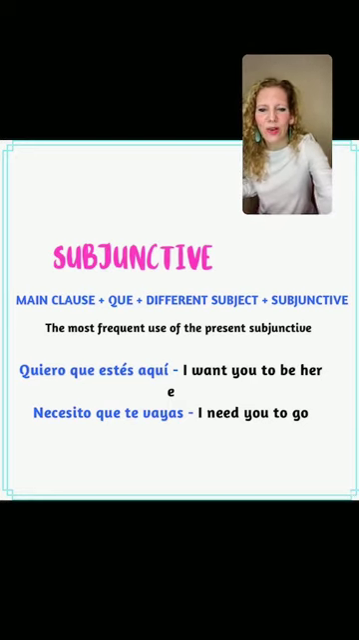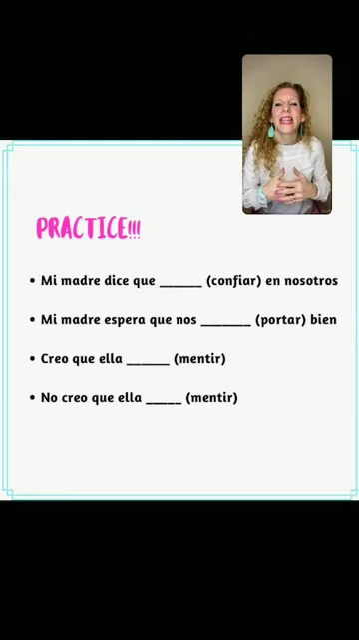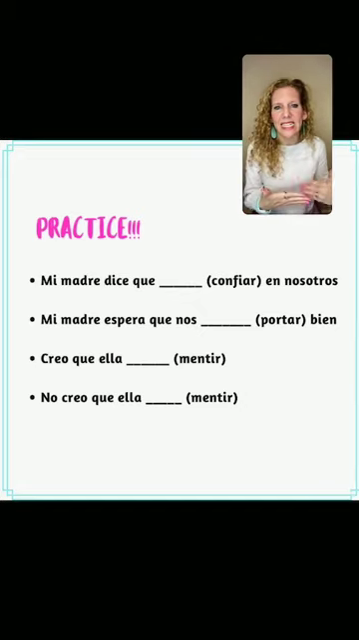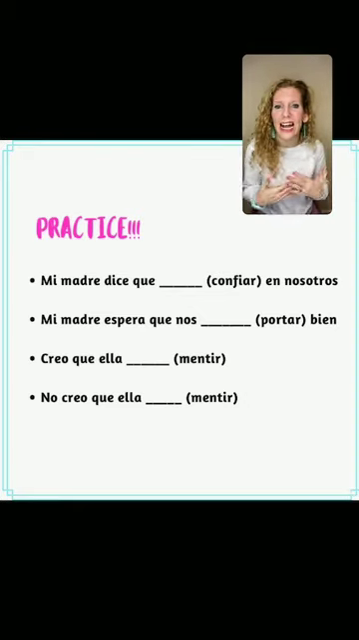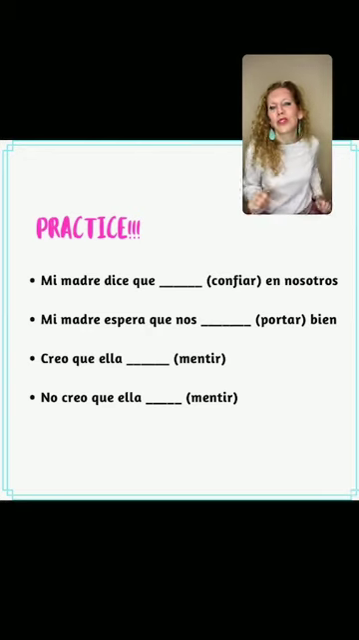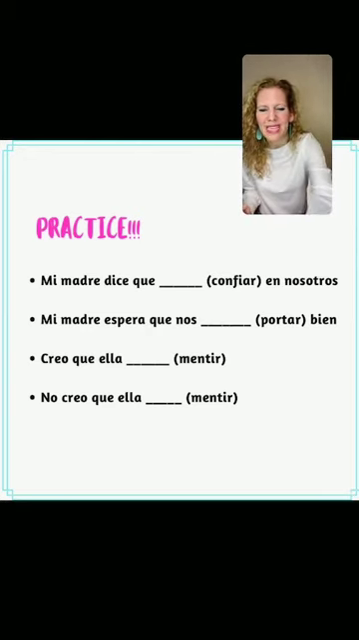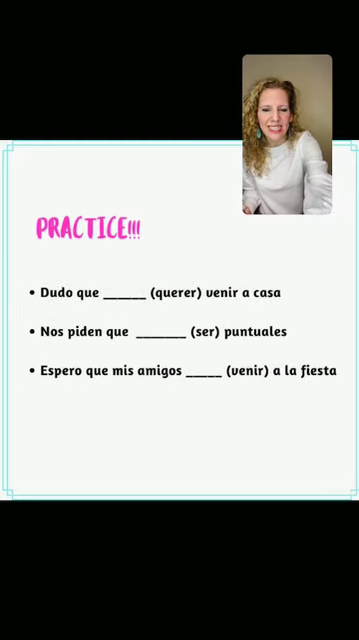Okay, so if we know that one, mi madre dice que ella is the subject. So if we are maintaining the same subject, mi madre me dice que ella confía en nosotros. It has to be indicativo. But if we change the subject, we would use subjuntivo. Okay? Yay! Perfect. So we have done all the practice.